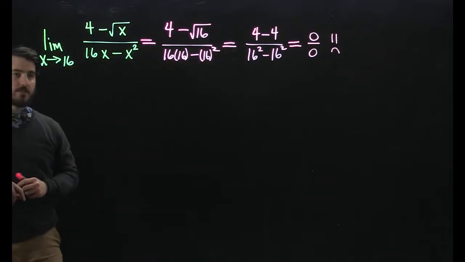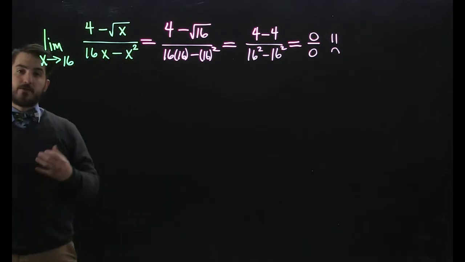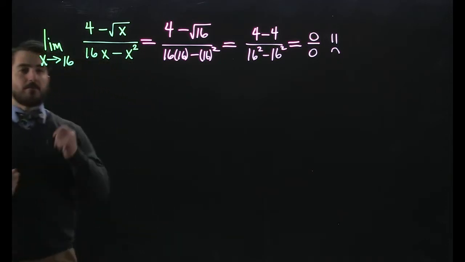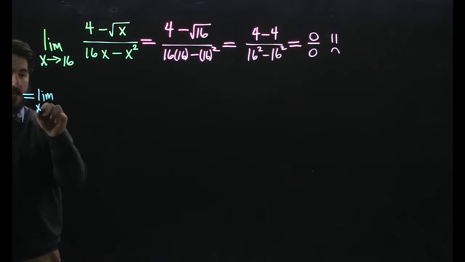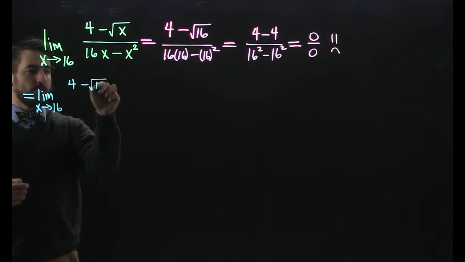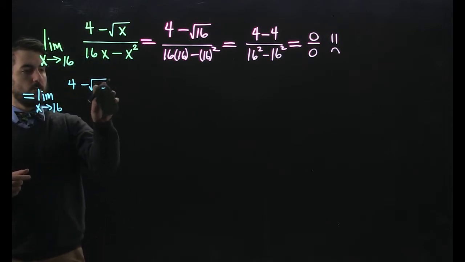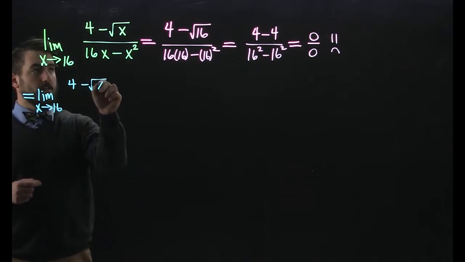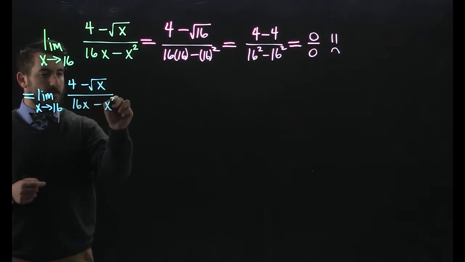So the next thing that I want to do is see if I can simplify this rational expression to something that I can evaluate with the limit. I'm going to rewrite this expression. So this is equal to the limit as x goes to 16 of 4 minus the square root of x, divided by 16x minus x squared.